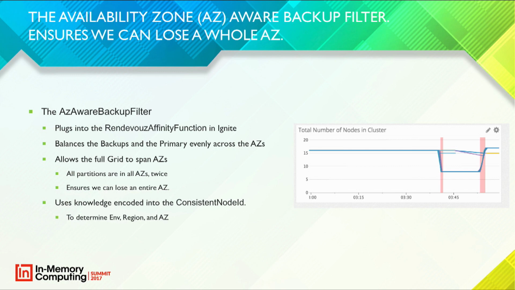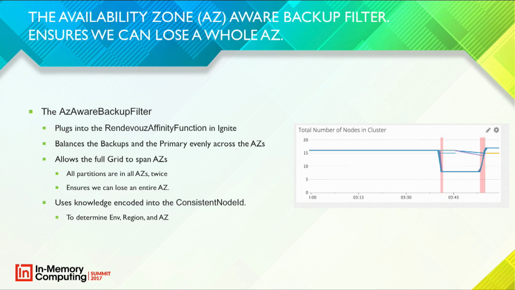And of course, the grid itself spans the whole region and spans the AZs. So in order to make it so we can lose an entire AZ, we've written this little AZ-aware backup filter that just sort of knows which AZ the node that you're looking at is in and keeps the primaries and backups balanced. And we do that really by using a thing that's built inside of Ignite called the consistent node ID.